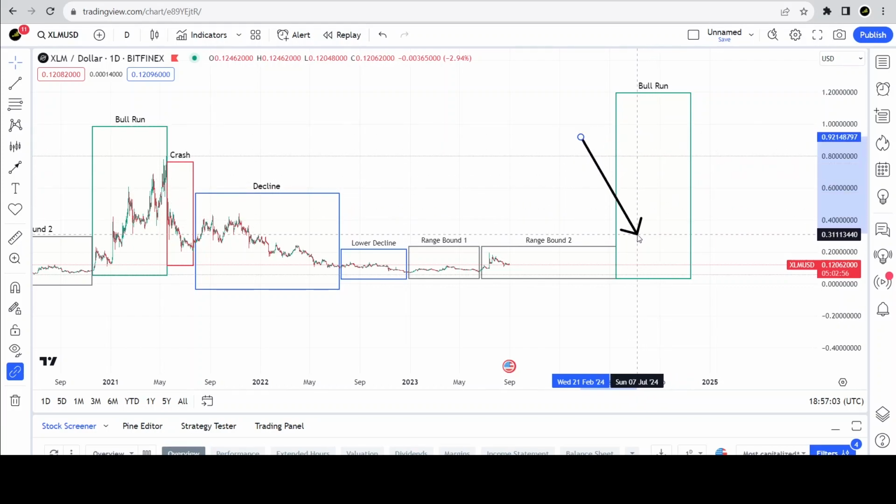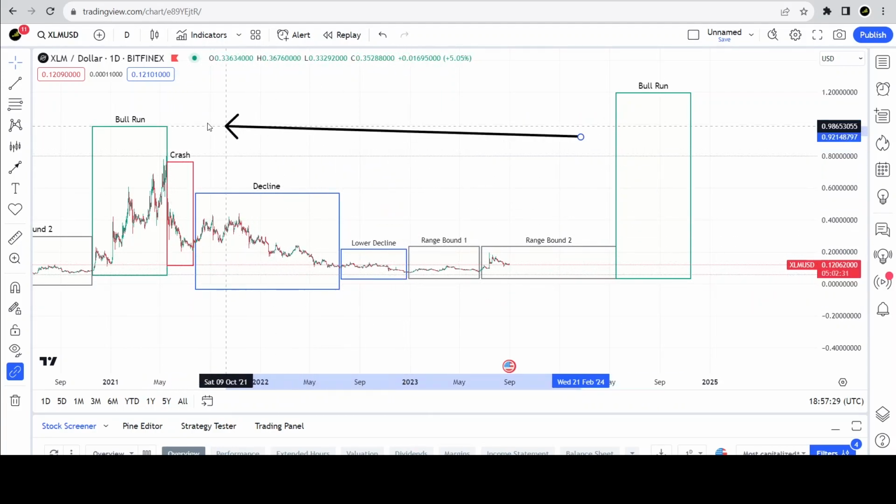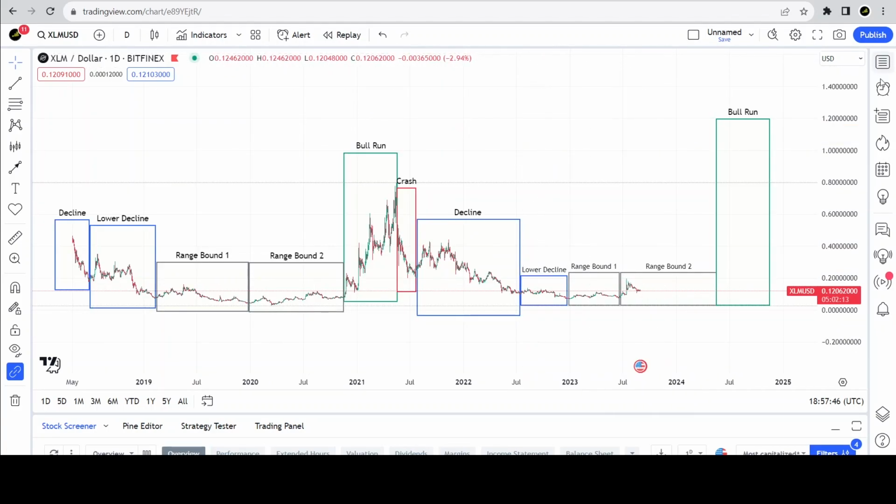But what I do believe is going to happen is price, once it gets here, will start aggressively moving up. It will eventually come to a peak, and this whole portion of the structure after the bull run will then materialize somewhere over here. So folks, there you have it.